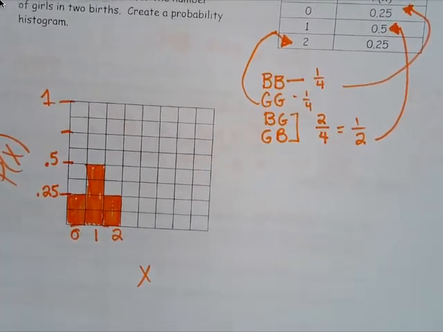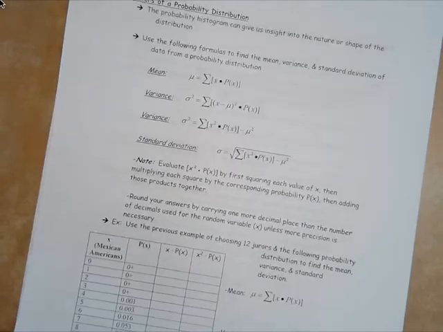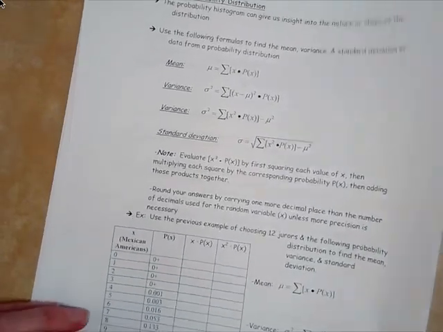Okay, so I'm going to break up 5.1 into 2 parts. So we're done with part 1. Tomorrow we will talk about mean, variance, and standard deviation of a probability distribution.